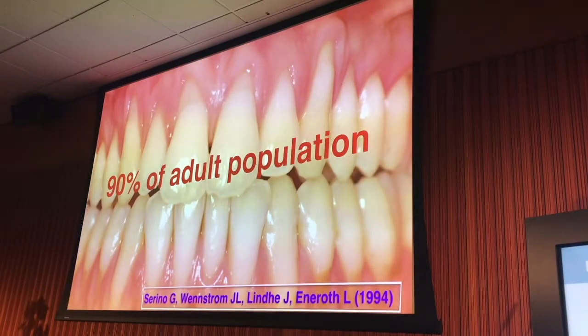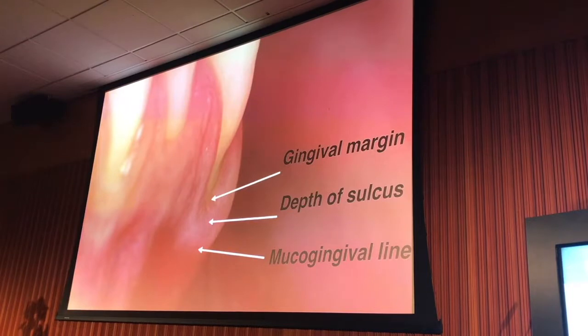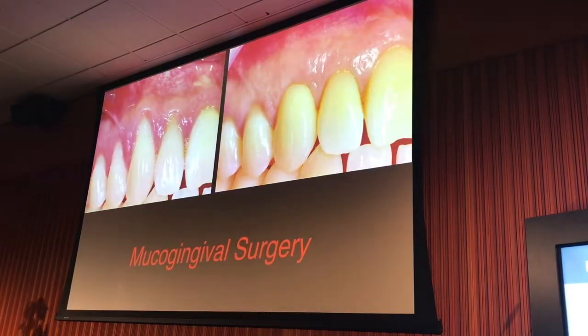On the patient side, we talk about 90% of adults that show some sort of recessions. And on the clinical aspect, we look not only at the exposure of the roots, but also at some lack of tissue. Meaning that we look at gingival margin, depth of sulcus, and most of the time at the mucogingival line to say that for some reason there is a loss of attached gingiva. So the clinician looks at the coverage of the root, but also at the increase of tissue. And so mucogingival surgery is bringing to the hands of periodontists and general practitioners some options to solve these problems.